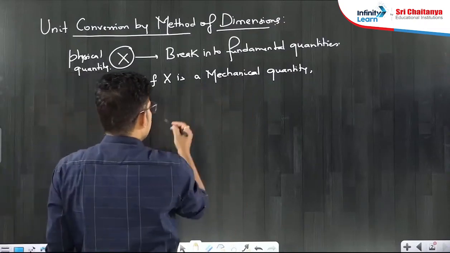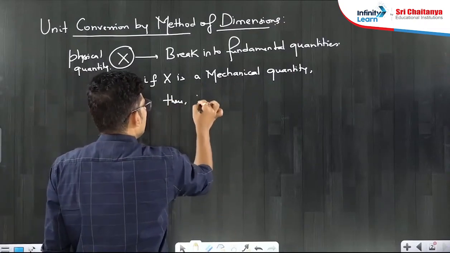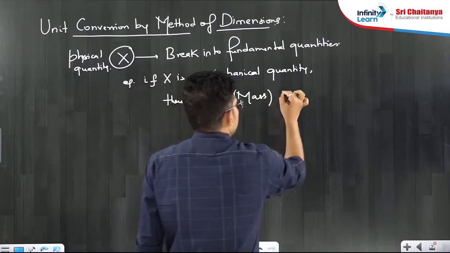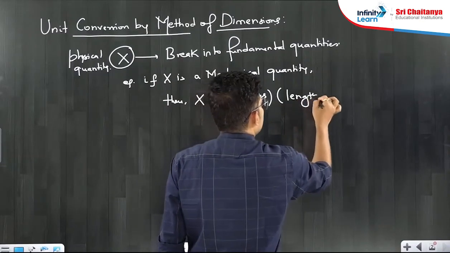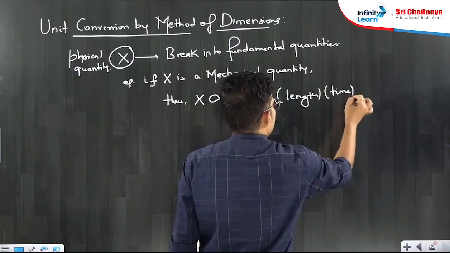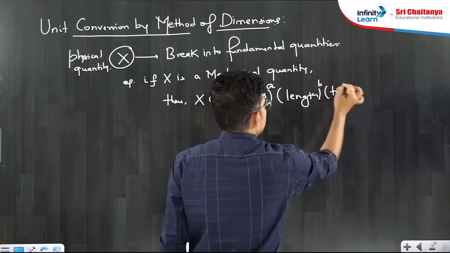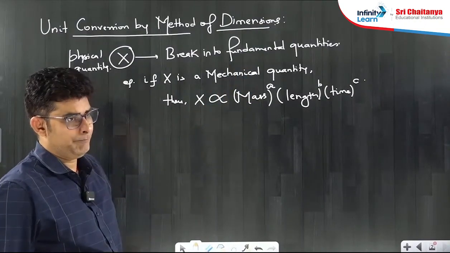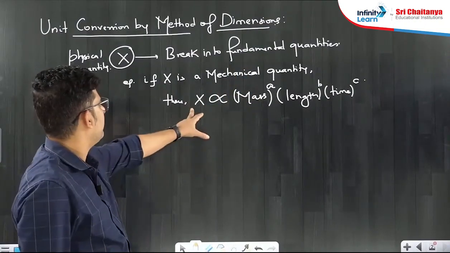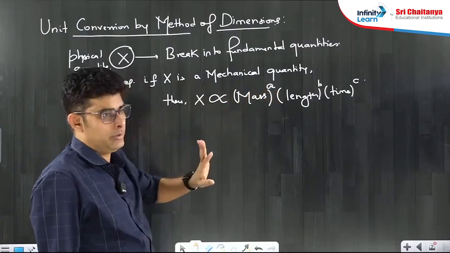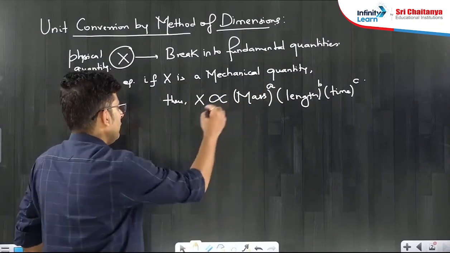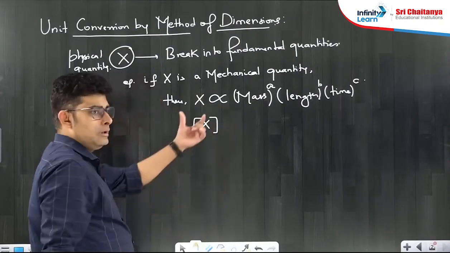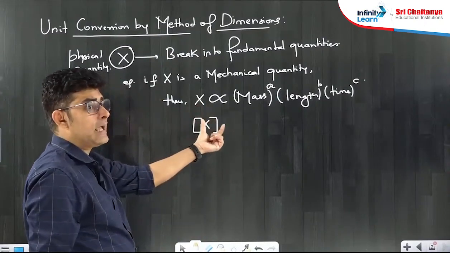So if X is a mechanical quantity, then when you break it, you will see that X will be proportional to mass, proportional to length, proportional to time, and they will have some powers. So mass, length and time raised to some powers. Clear? Such physical quantities are known as mechanical quantities. Now what we do is we write a dimensional formula.